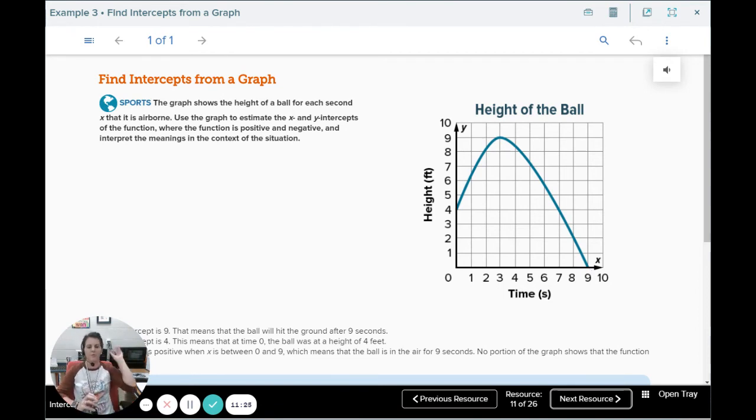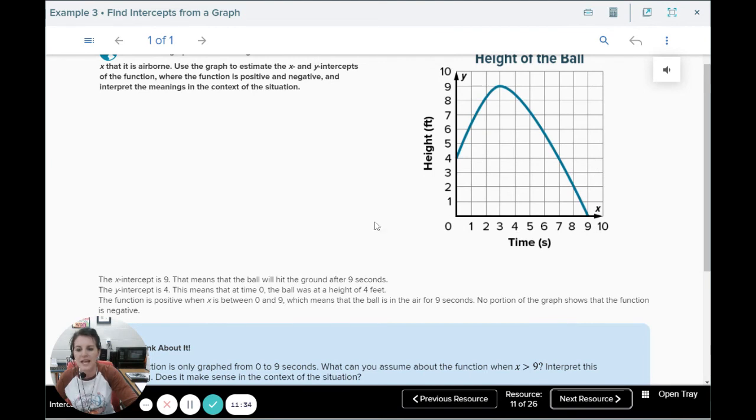Maybe we're talking about pitching the baseball. I don't know what they're talking about. It doesn't necessarily say what sport we're talking about. But we know that the x-intercept is 9. That's this point right here, meaning that the ball will be hitting the ground after 9 seconds.